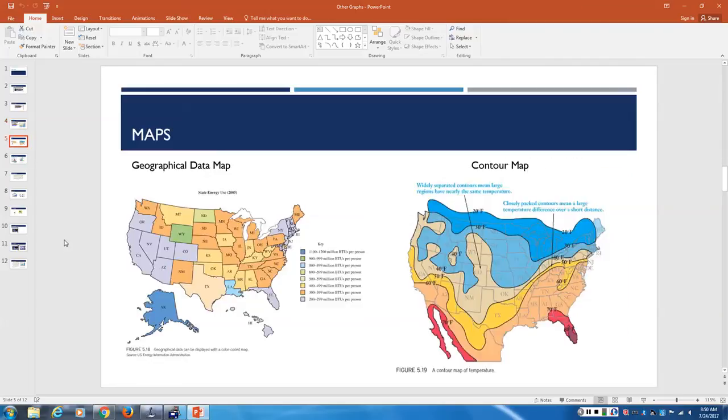What we have here are two different kinds of maps. The first one is a geographical data map. And basically what those different states are representing is the dark blue is 1,100 to 1,200 million BTUs per person that they're using in energy. And if you go to the purple, they're using from 200 to 299 million BTUs per person. So comparatively, they use a lot of energy in Florida.